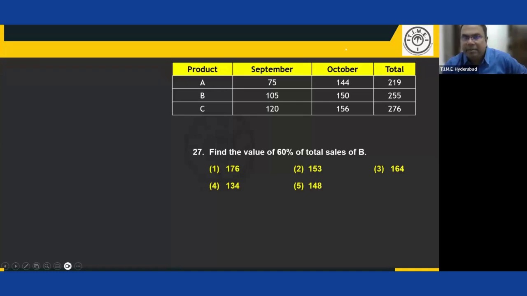60% of total sales of B. Total sales of B are how many? 255. 60% of that: 10% is 25.5, and 60% means into 6, that is 153. Oppo, correct answer. Anchal, correct answer. Sri Lakshmi, correct answer.